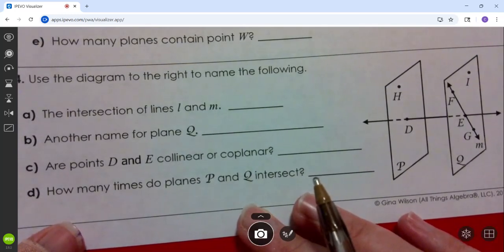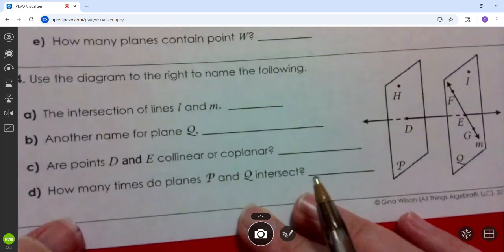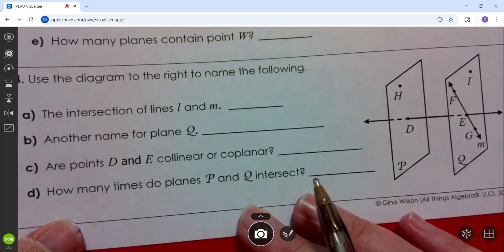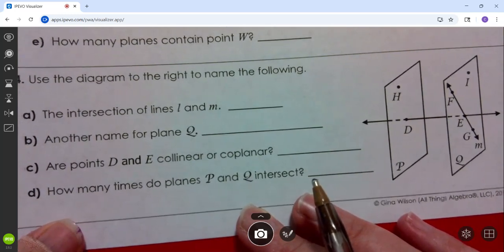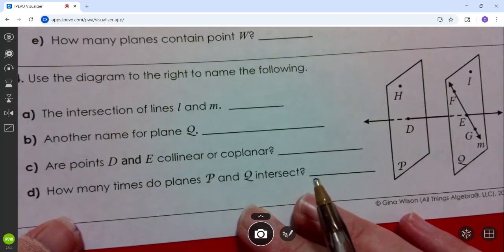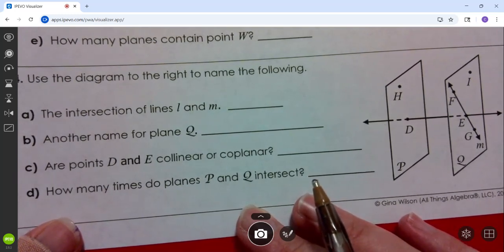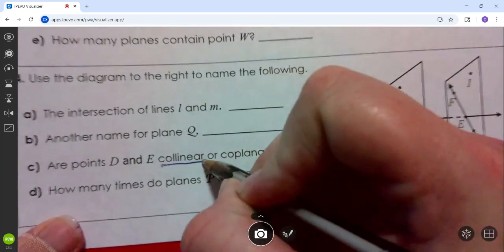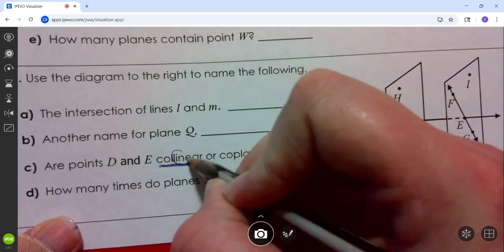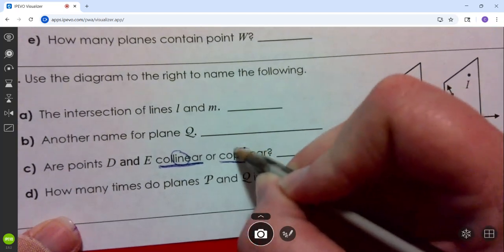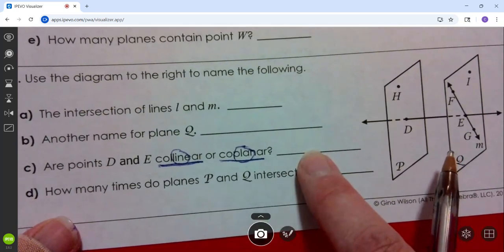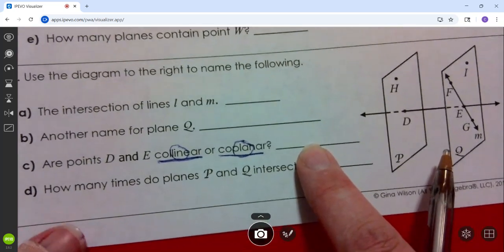Okay, here we go. Use the diagram to the right to name the following. The intersection of lines L and M. Intersection of lines L and M. So there's only one answer. Another name for plane Q. Okay, think about the different ways you can label a plane. Use your notes. Are points D and E collinear, meaning the same line, or coplanar, meaning on the same plane? So that's your option. Okay, you have a 50-50 chance of getting this one right. Try, make sense of it.